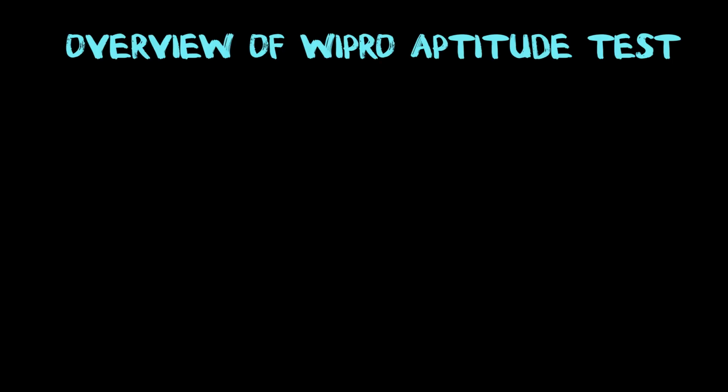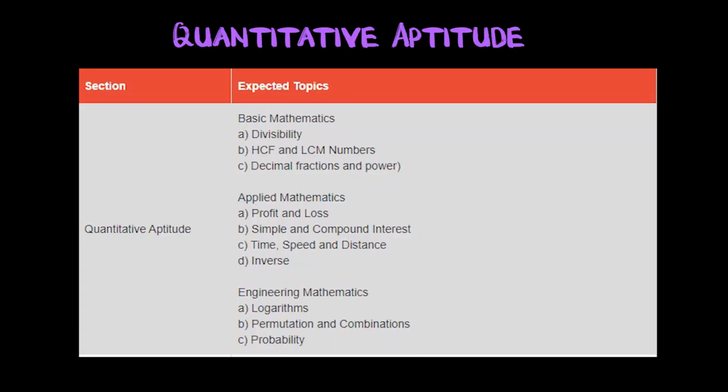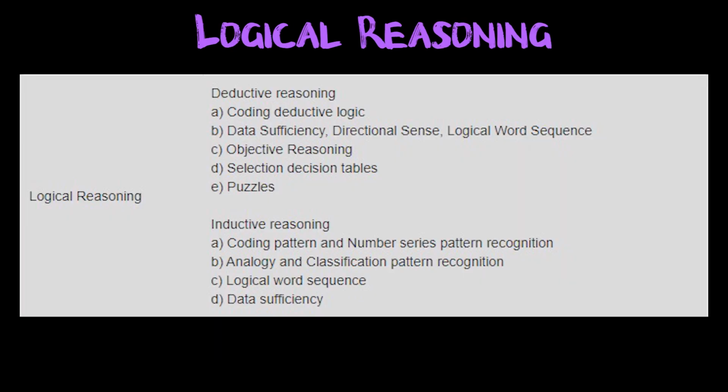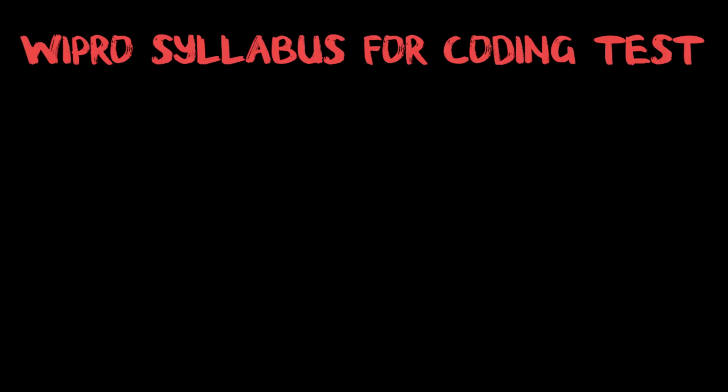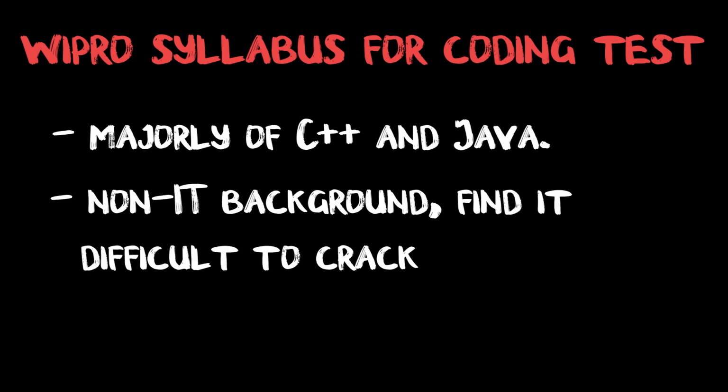Let's talk about a complete overview of Wipro aptitude test. It consists of 3 sections and that are quantitative aptitude, verbal ability and logical reasoning. The syllabus of all these 3 sections are as follows. Moving further, if we talk about the syllabus of coding test, the coding section of Wipro exam comprises majorly of C++ and Java. So if you talk about the syllabus, these are the syllabus.